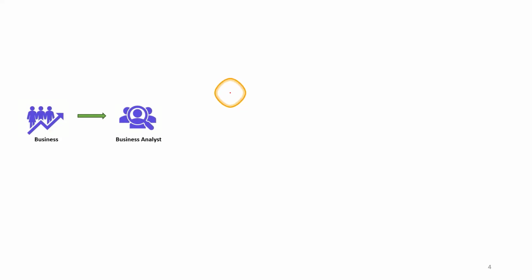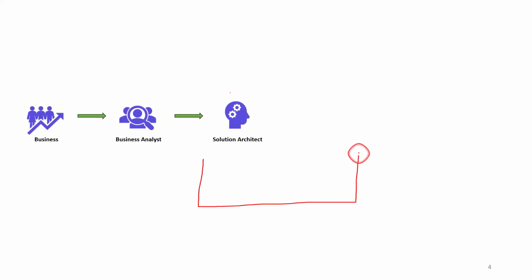The business analyst gathers all the requirements and needs from the business, analyzes that information, converts it into a set of high level technical requirements, and then passes that information to the solution architect. The solution architect will create an architectural diagram to be followed for the deployment of the application.